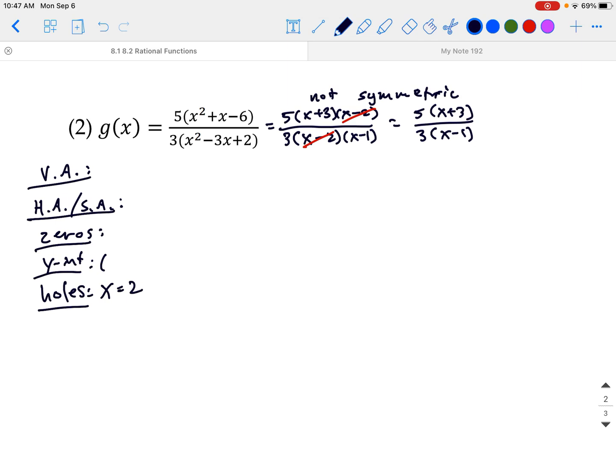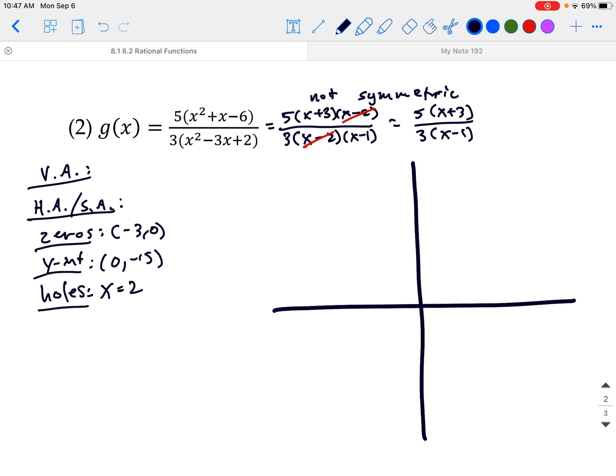For our y-intercept, it looks like we're going to get negative 15 if we plug in 0. And then for zeros, we're going to have x is equal to negative 3, and maybe we'll give that in intercept form also, since we're going to be graphing. So that's probably going to be helpful. So horizontal asymptote, slant asymptote, we've got a horizontal asymptote for sure, and it's going to be y is equal to 5/3, and then a vertical asymptote at x equals 1.